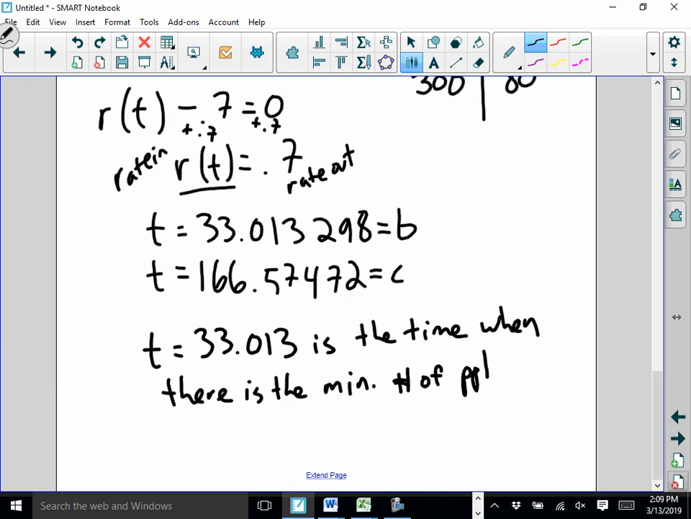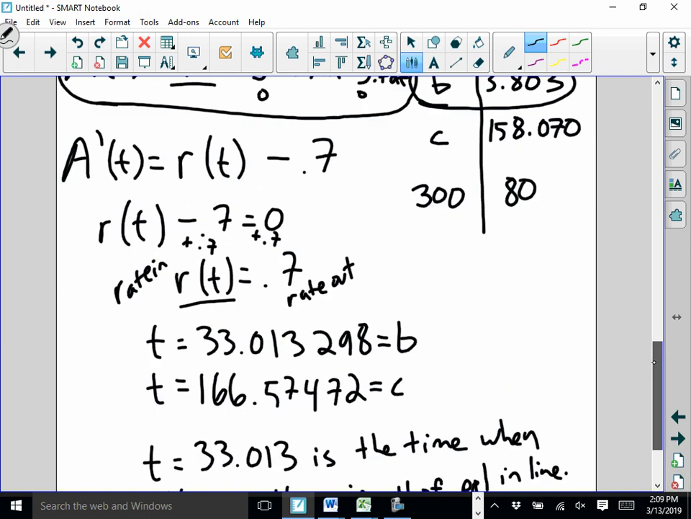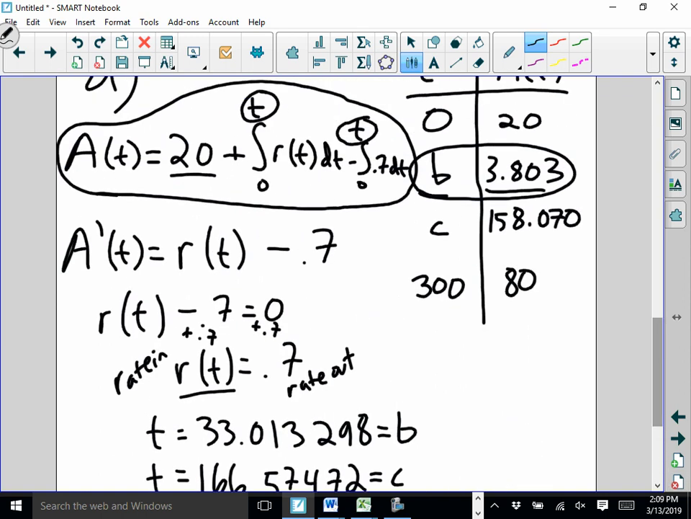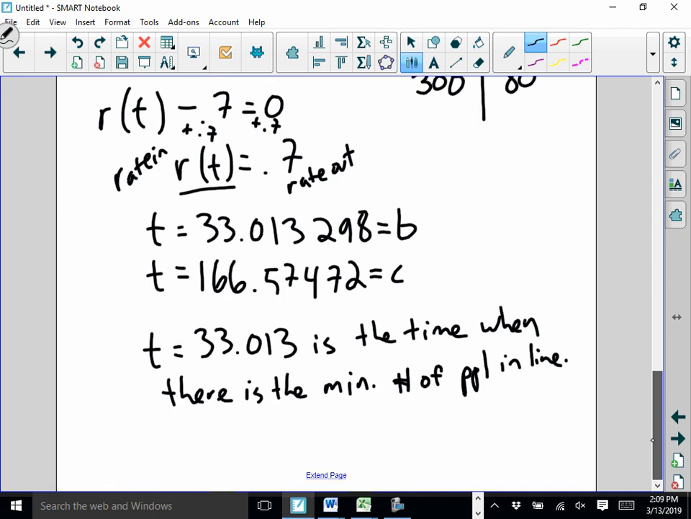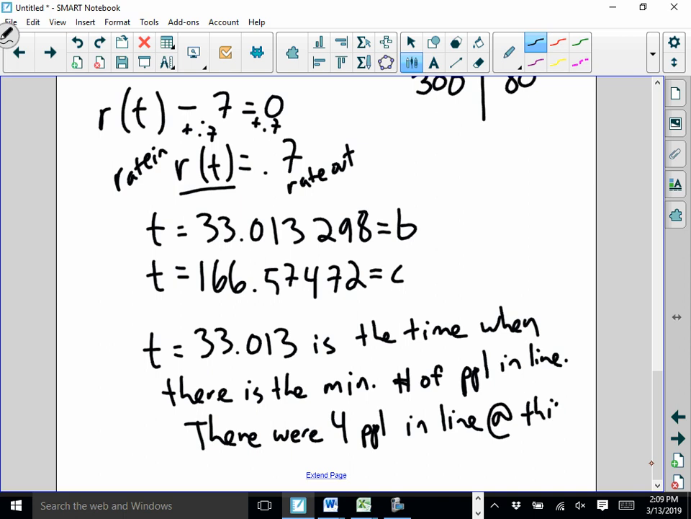Okay, that's the time. And now I have to give the nearest whole number, right, because we can't have fractions of people. To the nearest whole number, how many people was that? Well, this rounded to the nearest whole number would be 4. There were 4 people in line at this time. Okay, and we're done with problem 19.